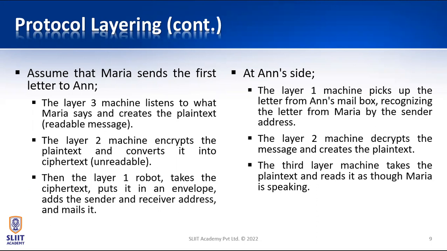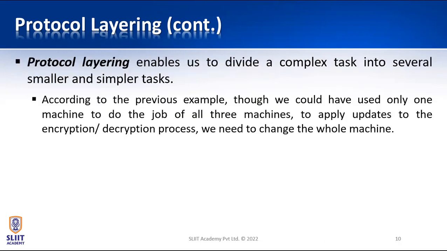You feel the recipient will just read it. But actually, behind the scenes, this message will be converted and transferred as binary values to the destination. Binary values will be converted into a signal, and that's how we transfer it via the transmission media. So see, it's a very complex activity. That's why we have protocol layering. Protocol layering enables us to divide a complex task into several smaller and simpler tasks. So we can divide it into very simple activities.